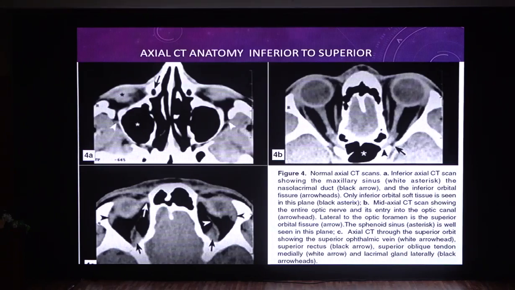Now we are done with the ultrasound. Now we'll proceed with the CT anatomy. So first we go through the axial CT anatomy. So these are the normal axial CT scans inferiorly to superiorly.